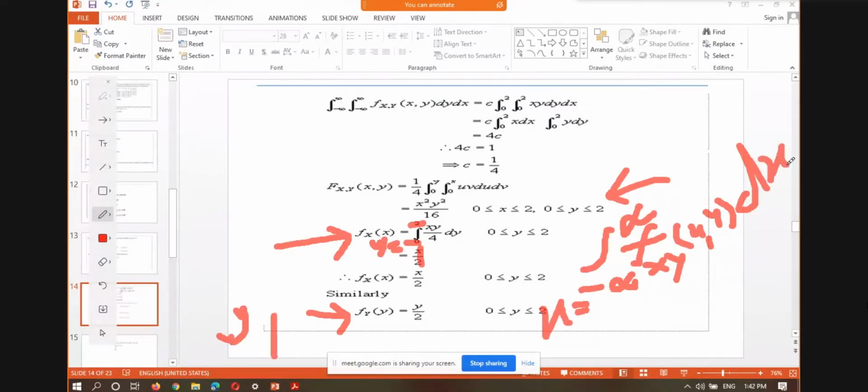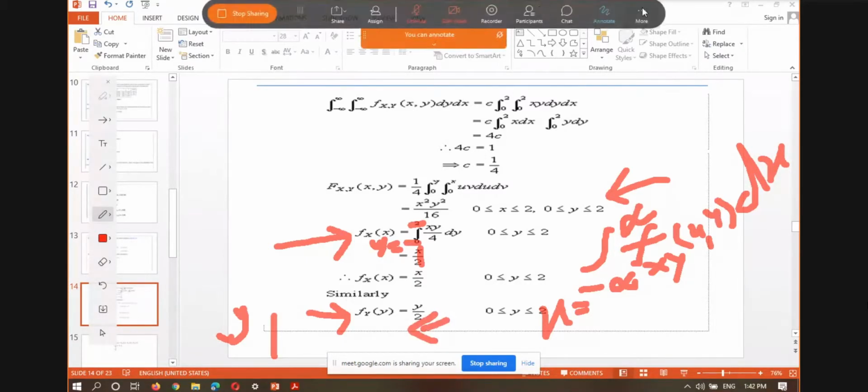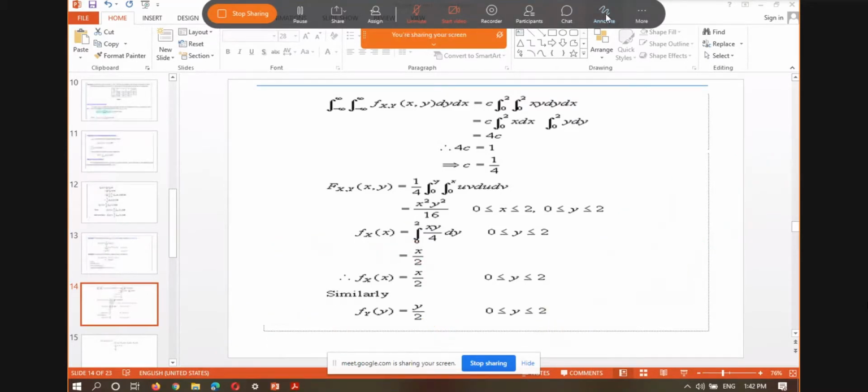If you integrate this from minus infinity to plus infinity with respect to x, you will get this. So this is the way we calculate the marginal density function from the joint density function.